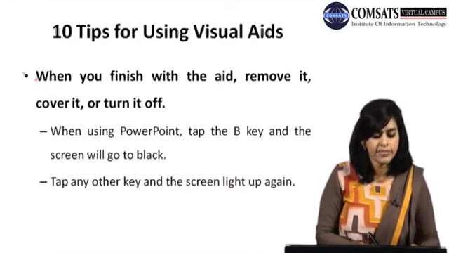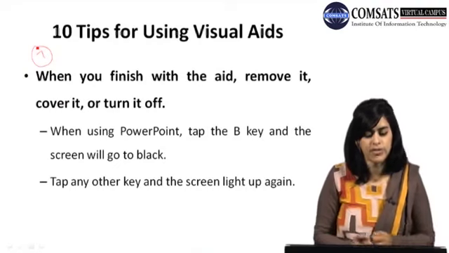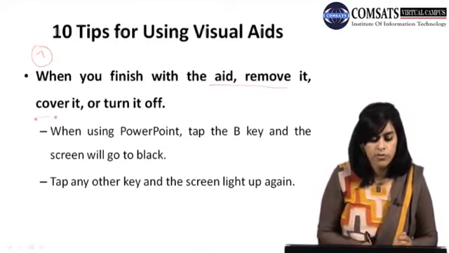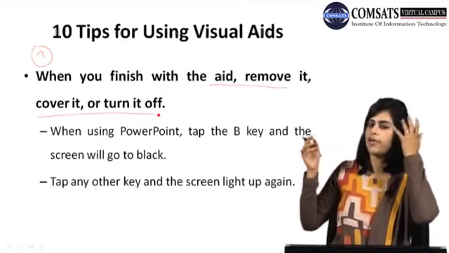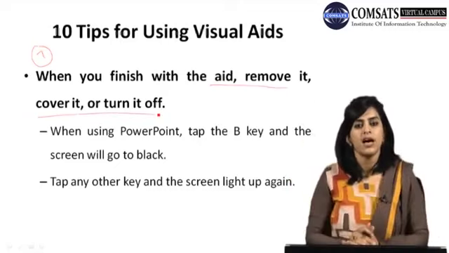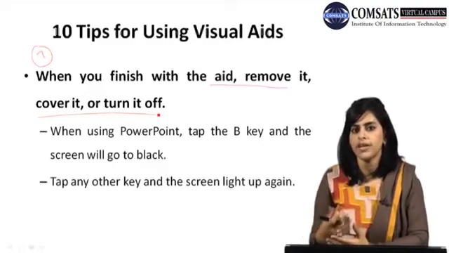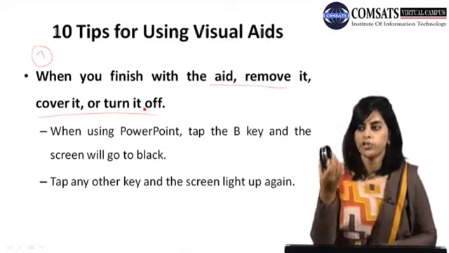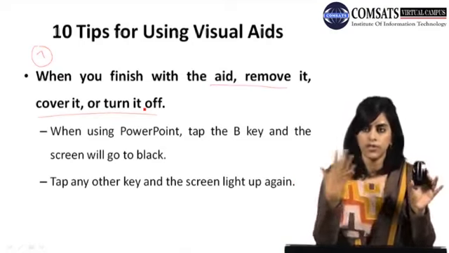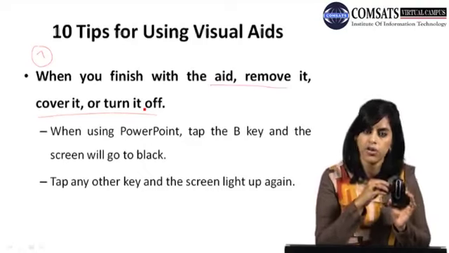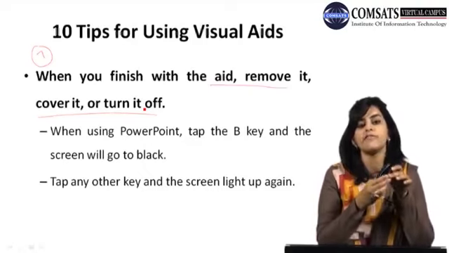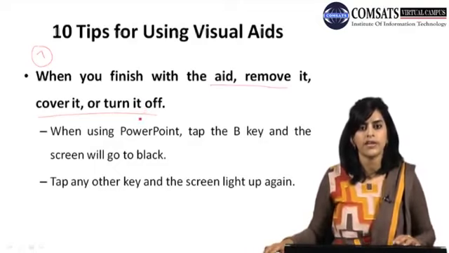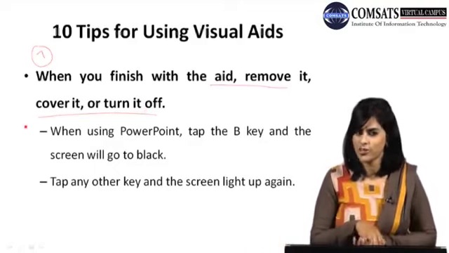Now talking about your point number 7, when you finish with the aid, remove it, cover it, or turn it off. So once you are done with showing any kind of visual aid to your audiences, for example, if I wanted to show this object, I've shown you and I've thoroughly talked about it and shared whatever I had to comment on it. If I wanted to show its parts, I've shown you. Then I remove it. I just turn it off, or I cover it with something so that you cannot see it anymore.